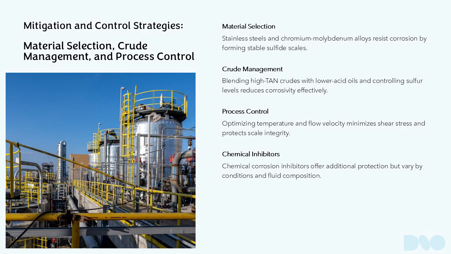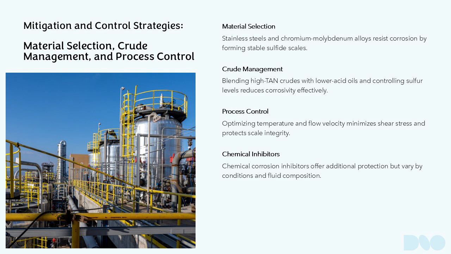Effective mitigation of NAC requires a multifaceted approach. Material selection is a primary defense, with stainless steels and chromium-molybdenum (Cr-Mo) alloys offering superior resistance due to their ability to form stable sulfide scales. Crude management is another critical strategy. Blending high-TAN crudes with lower acid oils can reduce overall corrosivity, while controlling sulfur levels helps maintain protective scale formation.